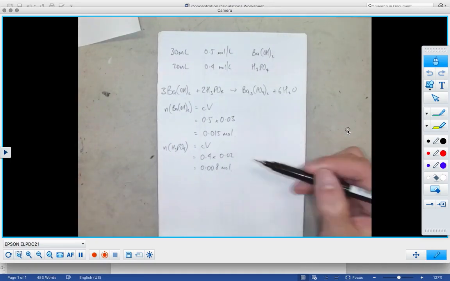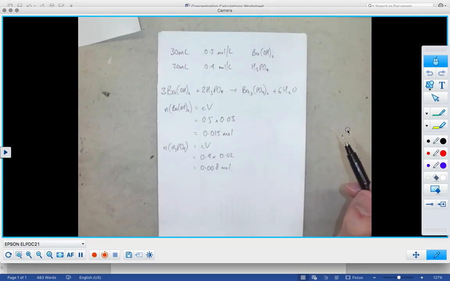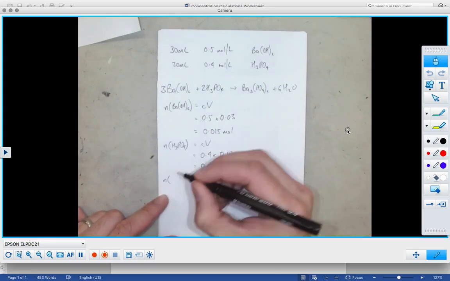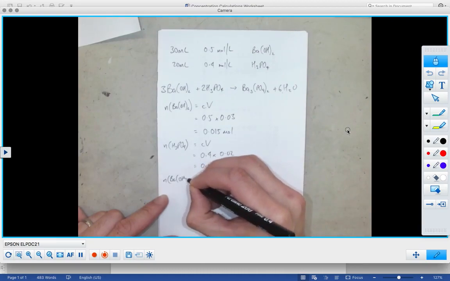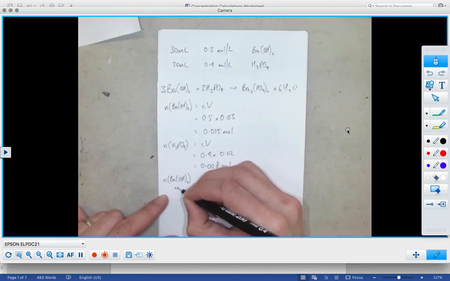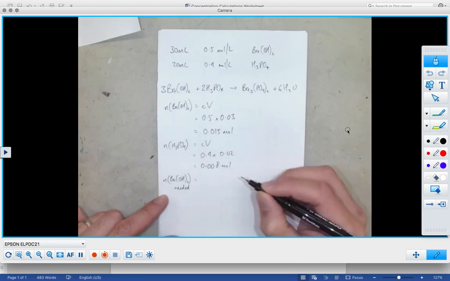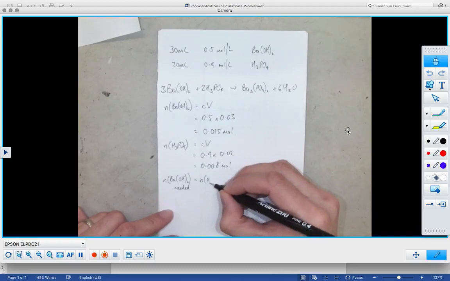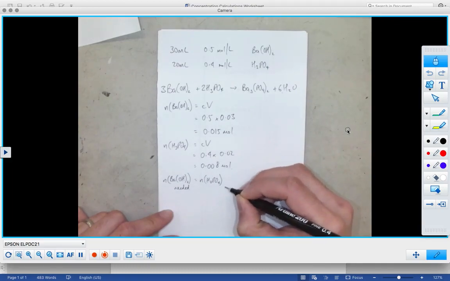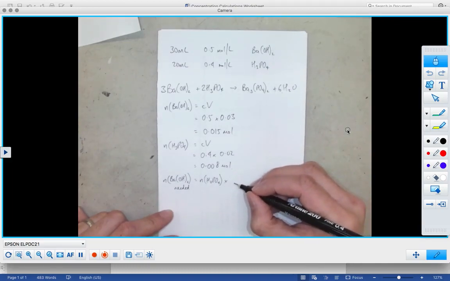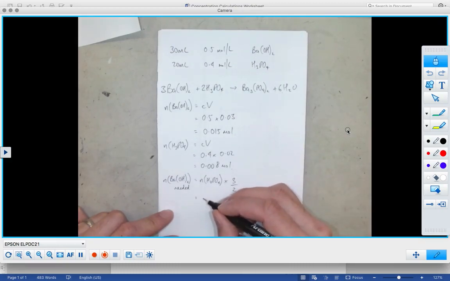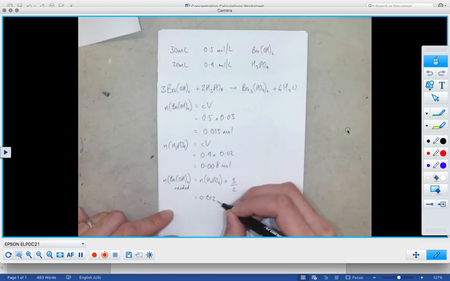Do we just say the smallest one is the limiting reagent? No, we have to take into account the stoichiometric ratio. We have to work out the number of moles of one of them needed. So I'm just going to pick the first one, barium hydroxide, needed. So I'm annotating my things now. Right? The number of moles needed will be equal to the number of moles of phosphoric acid times the molar ratio, which happens to be 3 on 2, which will be equal to 0.012 moles.